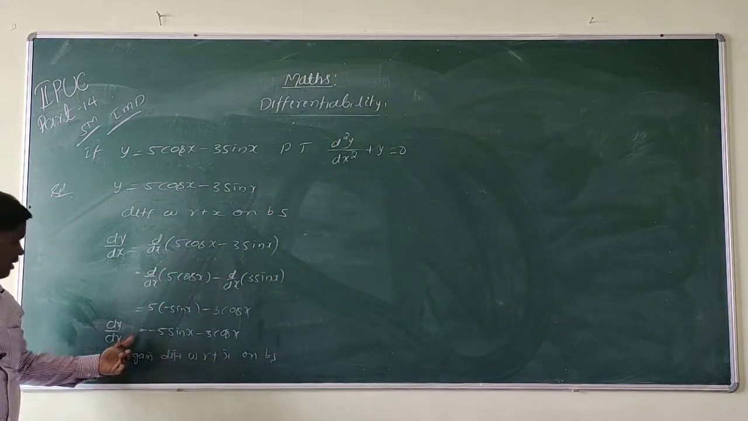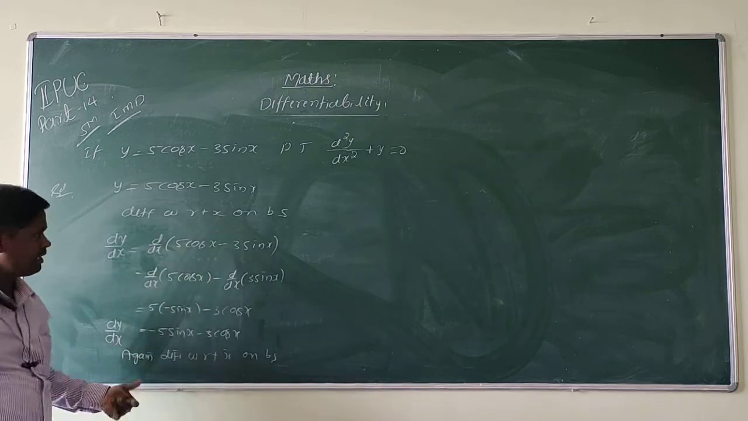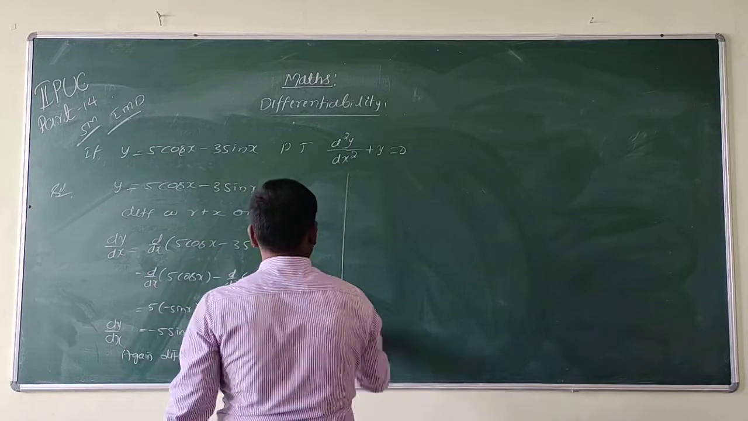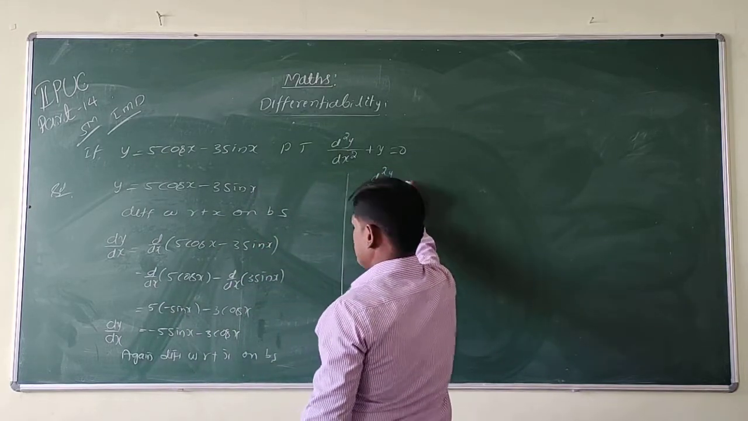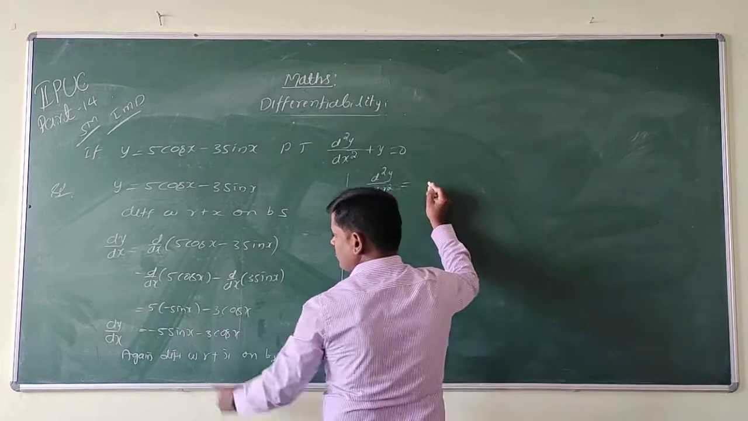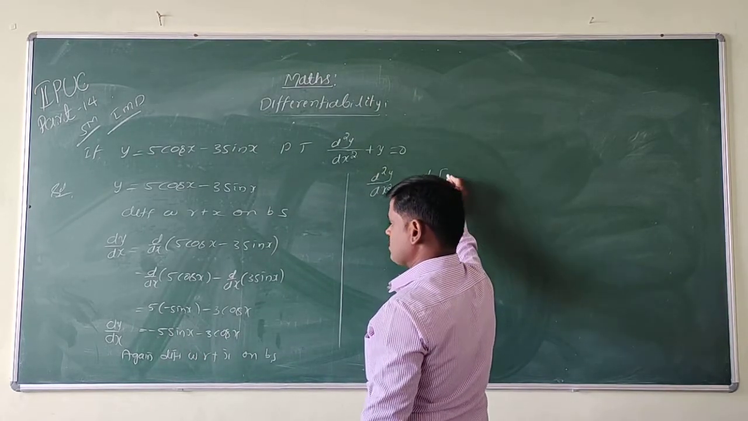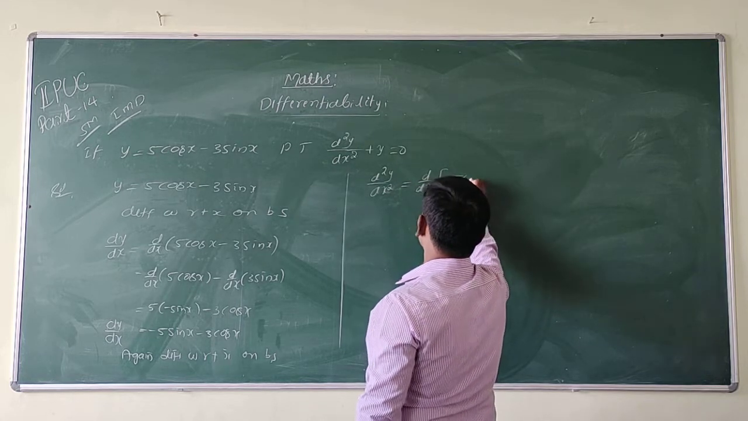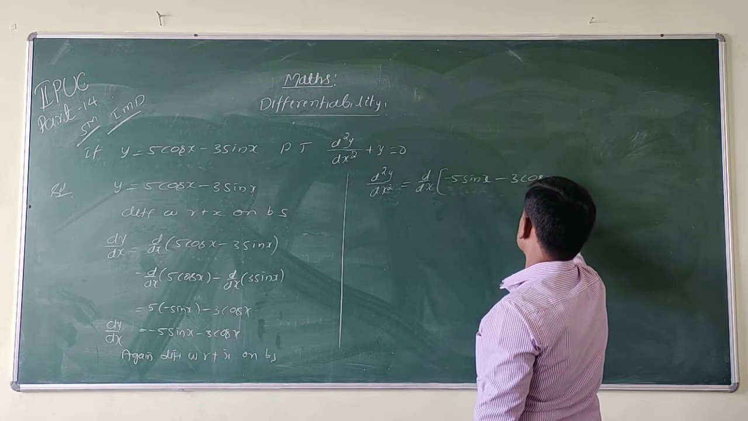So here we are getting dy by dx. To find d²y by dx², we are going to differentiate again. So d²y by dx² is equal to, again using the formula, algebra of d by dx of (−5 sin x − 3 cos x).